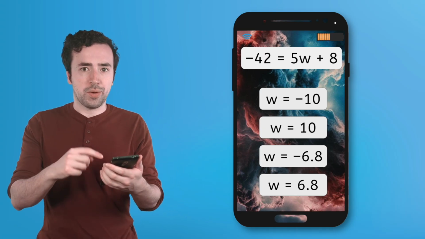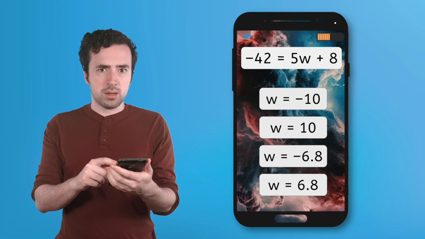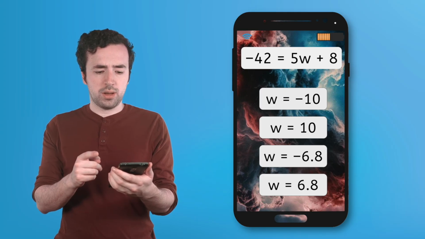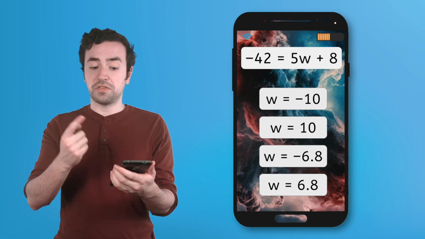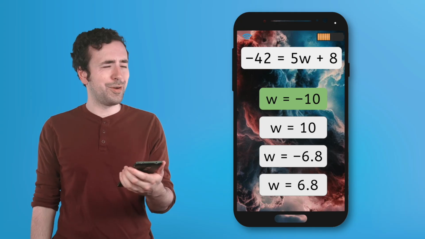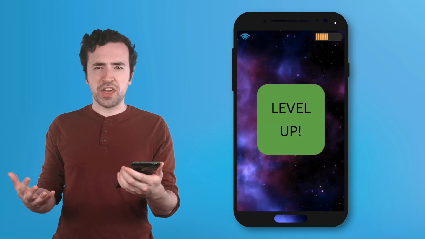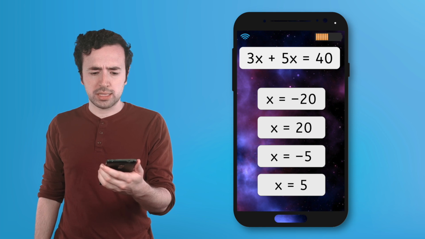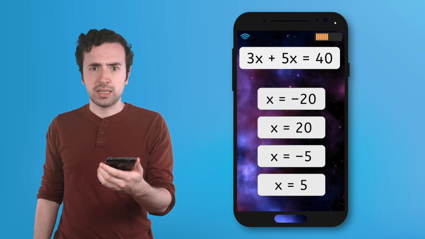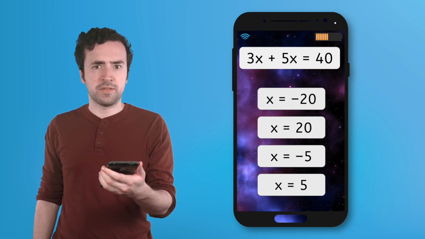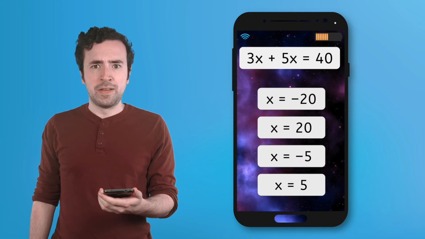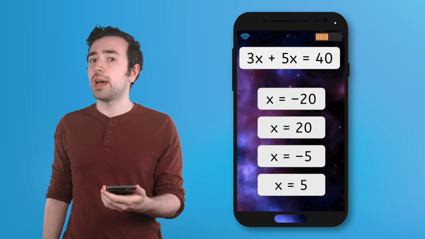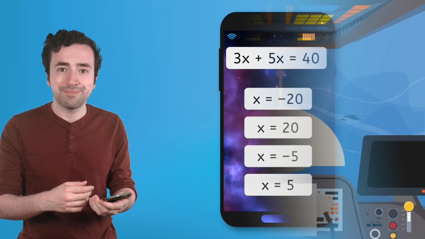Oh, here we go. Minus 8 divided by 5, W equals negative 10. Right again. Nothing can stop me now. Ooh, 3x plus 5x equals 40. I've never seen an equation like this before. But I have high scores to set, so let's figure it out together.